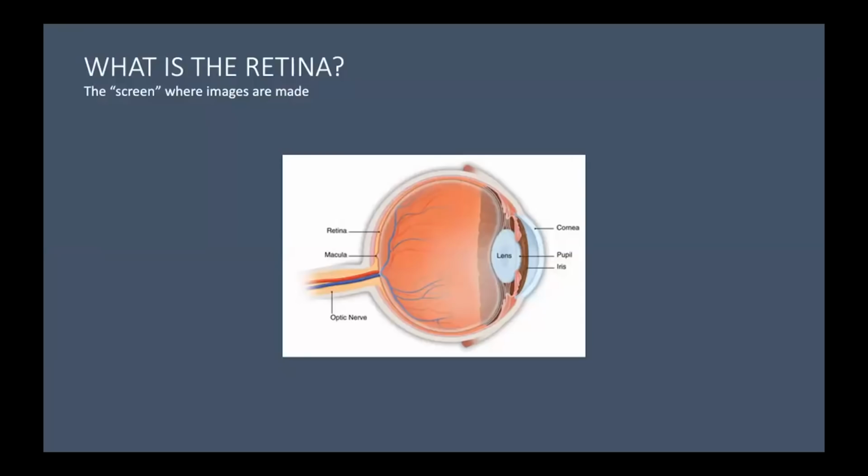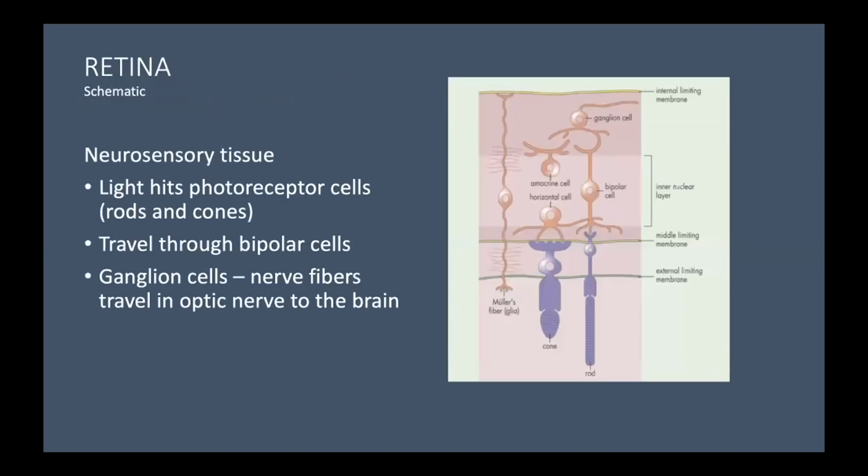So now that we know a little bit more what is the retina, it's this vascular thin neurosensory tissue lining the back wall of the eye. We can look at it in more detail and the various layers.